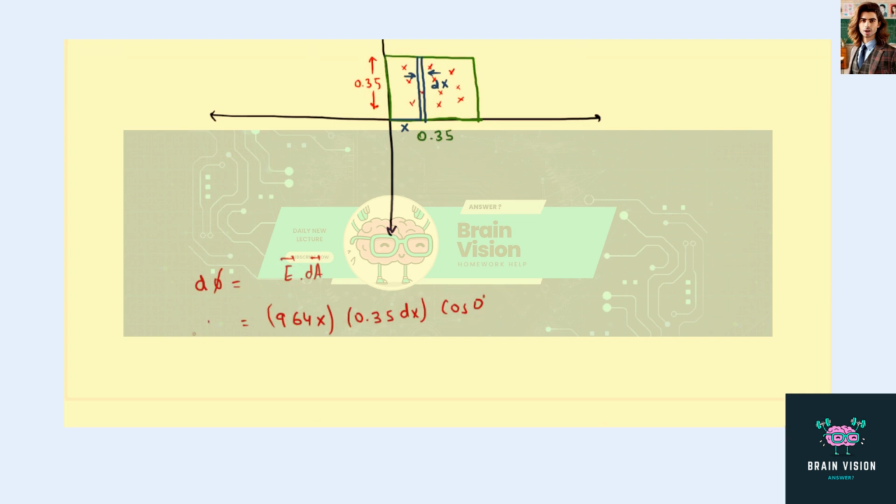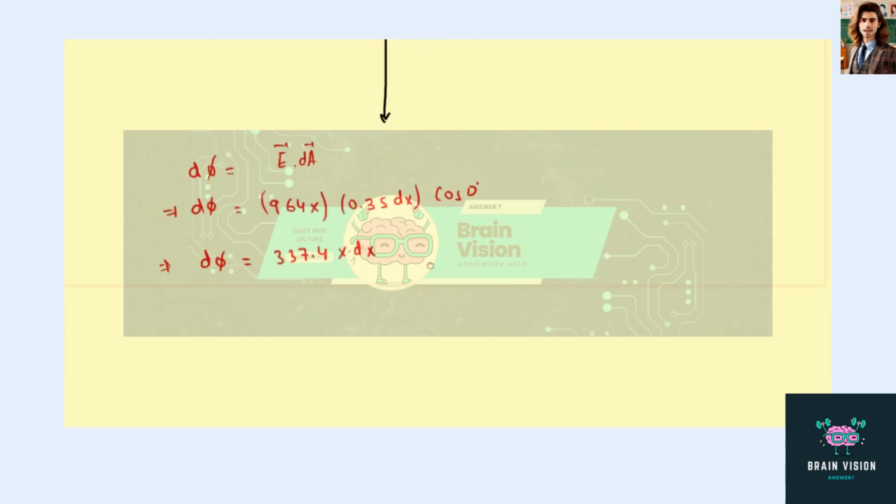So the total flux, let me rewrite this equation by eliminating cos 0. So d phi is going to be 964 times 0.35. We can do that. So let me grab my calculator over here. 964 times 0.35. This is 337.4. So d phi is 337.4 x dx, and this is the required elemental flux.